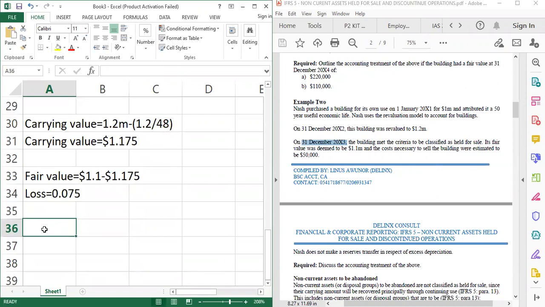So what is now the carrying value of the asset at the date of the classification? It will be 1.1, which is the new value. Are we okay there? All right. What will now be the net realizable value of the asset at the date of the classification?